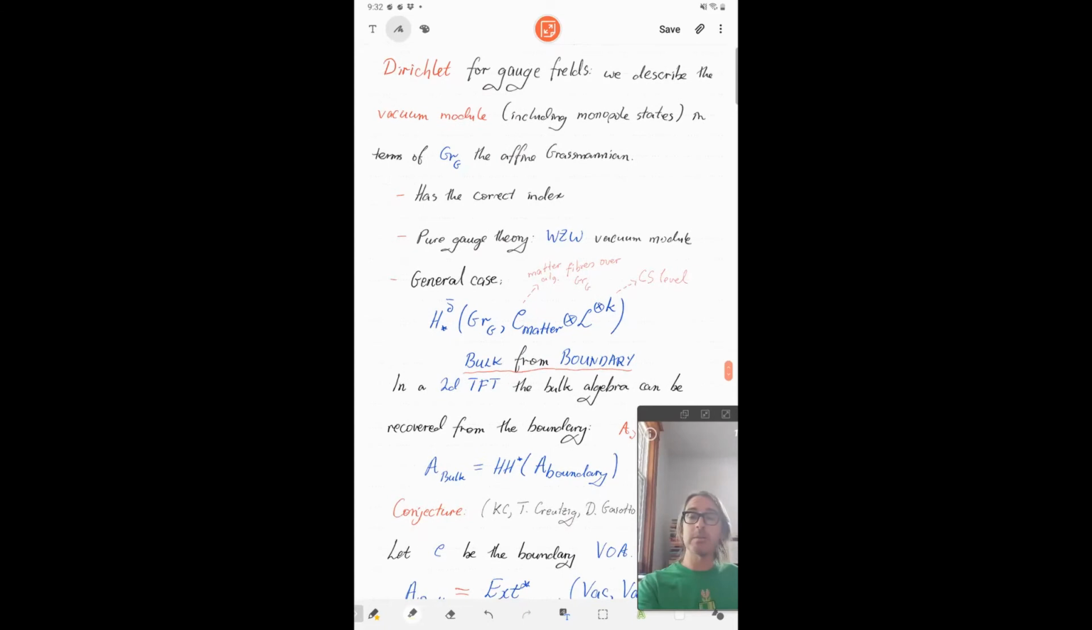So what we were able to do is describe the vacuum module on the boundary in terms of the affine Grassmannian. What we found is the boundary vacuum module is the homology of the affine Grassmannian, with coefficients in a very big algebraic vector bundle built from the matter fields and the determinant line bundle on the affine Grassmannian, tensored with the Chern-Simons. Now, for instance, in the case there is no matter, this is a description of the vacuum module for the WZW model, which I think was proved by Sherman and Kumar in the 80s.